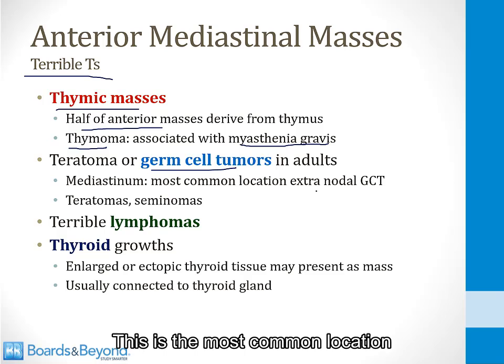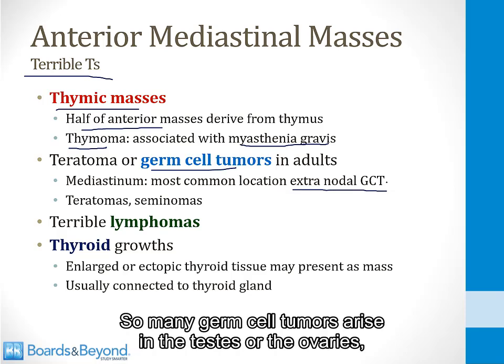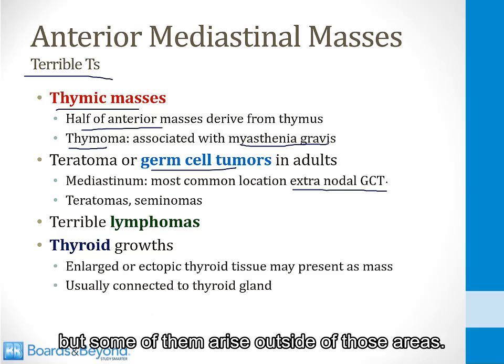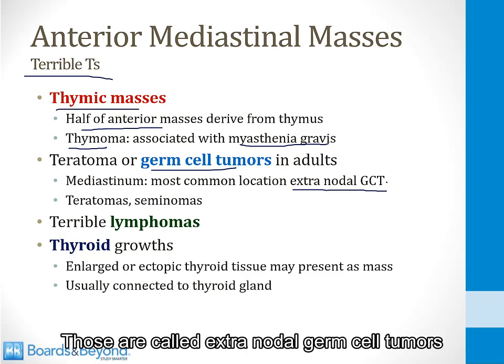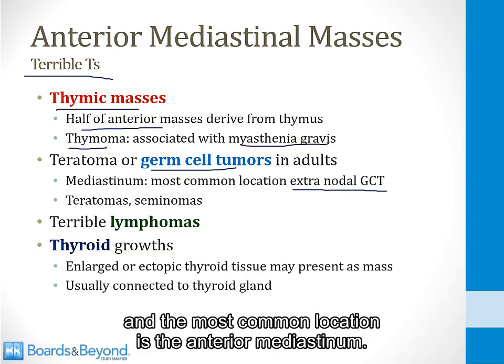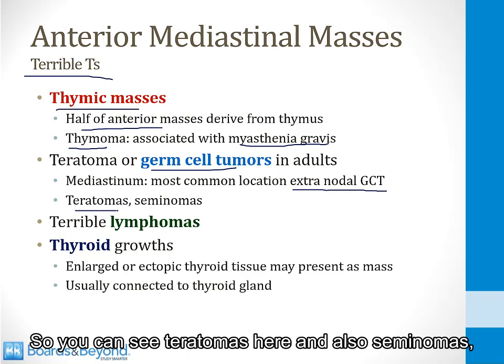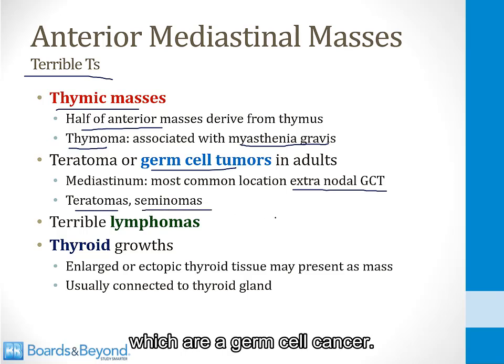This is the most common location for an extranodal germ cell tumor. So many germ cell tumors arise in the testes or the ovaries, but some of them arise outside of those areas. Those are called extranodal germ cell tumors, and the most common location is the anterior mediastinum. So you can see teratomas here and also seminomas, which are a germ cell cancer.